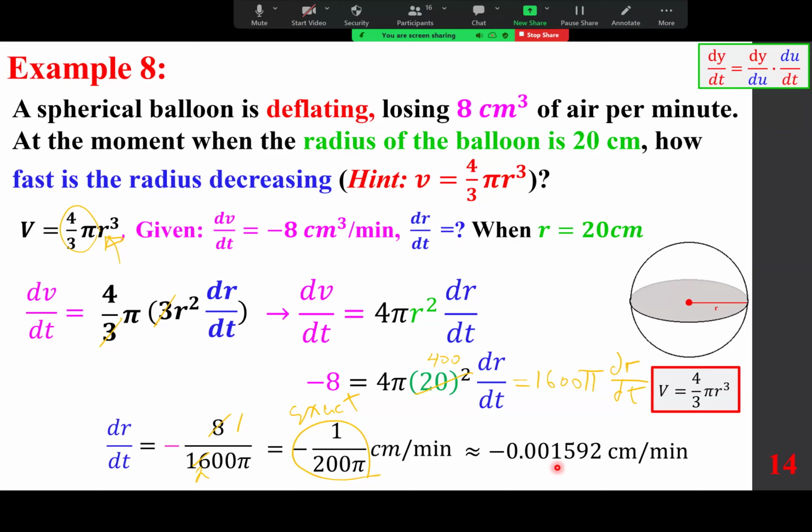Also, because it says how fast is the radius decreasing, the answer you give back is positive because decreasing means negative. So negative means if the question was how fast is the radius changing, then you would say negative, meaning it's decreasing at the rate of 1/200 pi centimeters per minute precisely, or 0.001592 centimeters per minute. So when you explain it, you don't put the negative number, you just say decreasing for negative, increasing for positive. That's how it works.